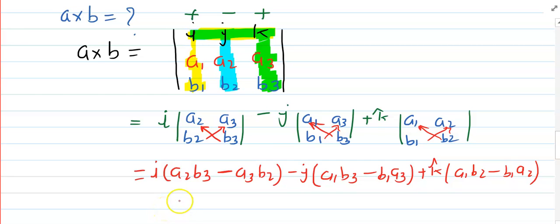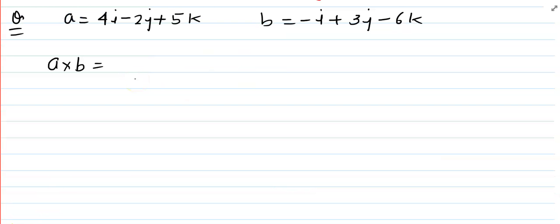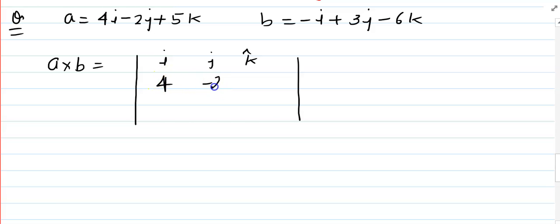Let's quickly see the question, and we'll solve that question with this method. Okay, this is our question. A is 4i minus 2j plus 5k, B is minus i plus 3j minus 6k, and we need to find the vector product A cross B. So first of all, we draw the matrix signs i, j, and k, and write down 4, minus 2 and 5, and then minus 1, 3, and minus 6.